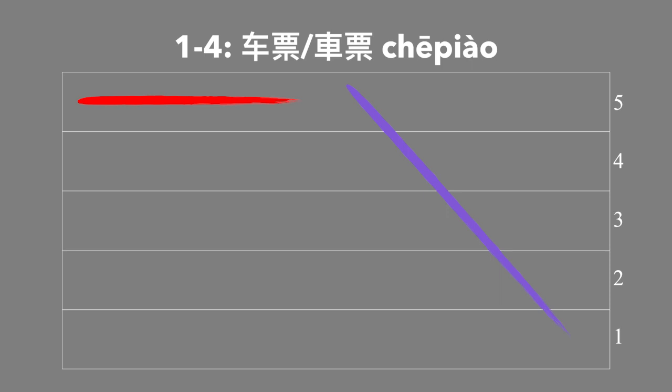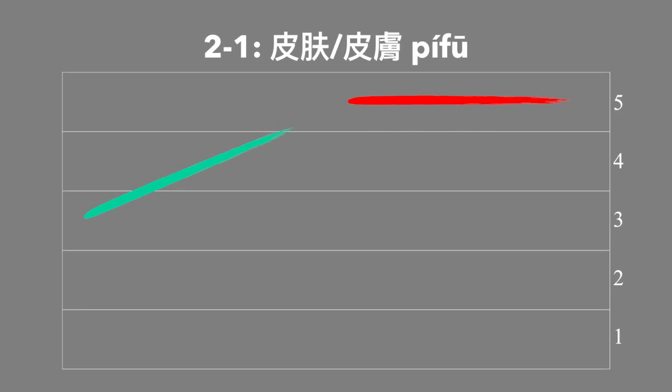车票车票. Okay, notice that the fourth tone actually starts off higher than the first tone. So when you're pronouncing a 1-4 combination, make sure that when you start the fourth tone syllable, your voice rises a little bit. Make sure you get all the way up there, or else it's going to sound weird. 车票车票. Okay, here is a 2-1 combination.